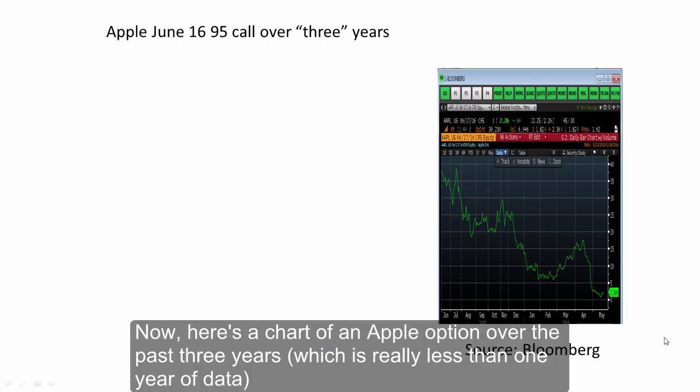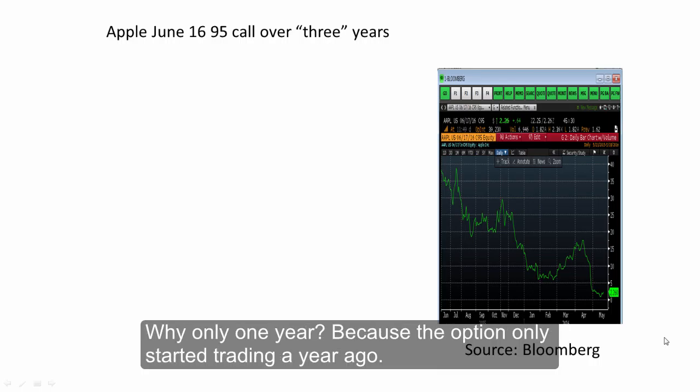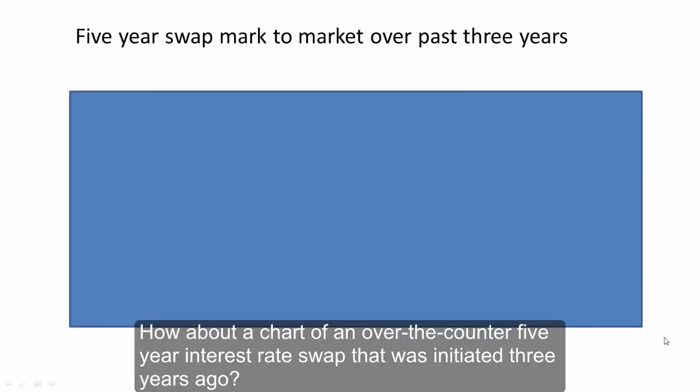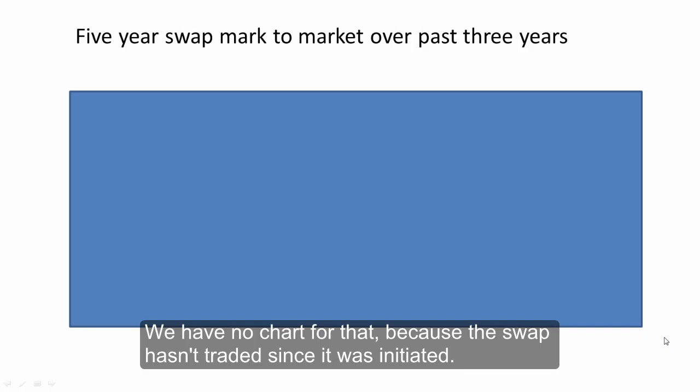Now here's a chart of an Apple option over the past 3 years, which is really less than 1 year of data. Why only 1 year? Because the option only started trading a year ago. How about a chart of an over-the-counter 5-year interest rate swap that was initiated 3 years ago? We have no chart for that because the swap hasn't traded since it was initiated.